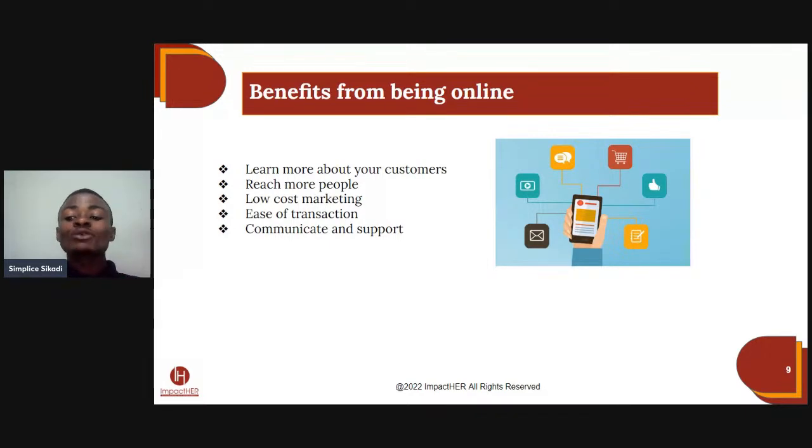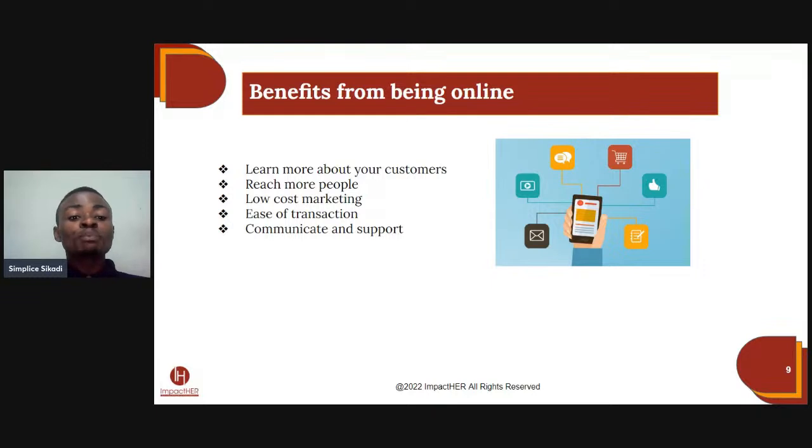Secondly, you can reach out to more people, and I was explaining that this is the disadvantage of being just offline. When you're offline, for example, you cannot reach out to so many people since you can only meet them physically. But then when you're on Facebook or Instagram or just any other platform, you can reach out to several people, thousands of people on a daily basis.